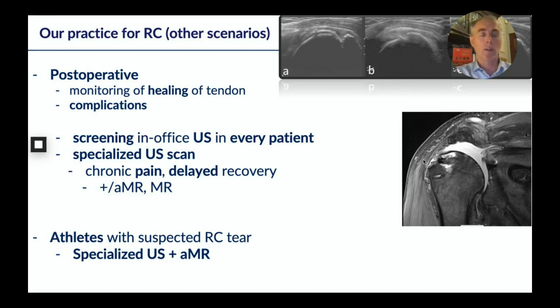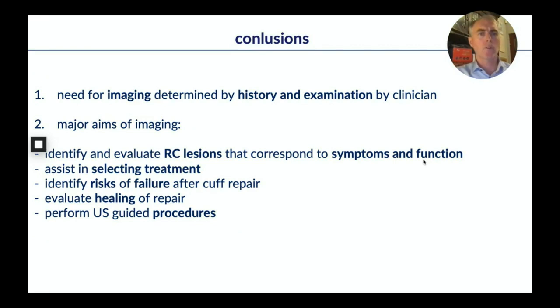For high-level athletes with a suspected cuff lesion, I use the specialized ultrasound scan and arthro-MRI. So to conclude, imaging should be determined by the history and examination by a clinician. The major aim of the imaging is to identify the cuff lesions that correspond to the symptoms and the function, assist in selecting treatments, identify the risk of failure if we choose to operate, evaluate the healing of the repair, and perform some ultrasound-guided procedures.